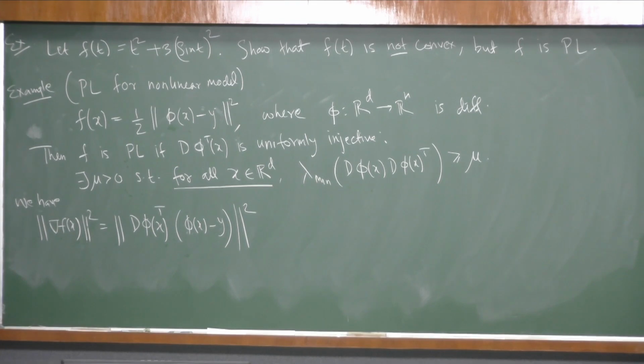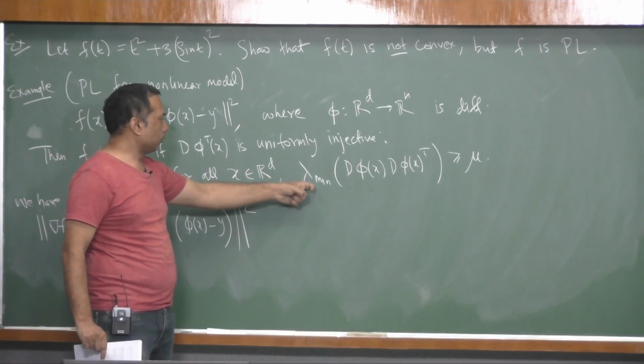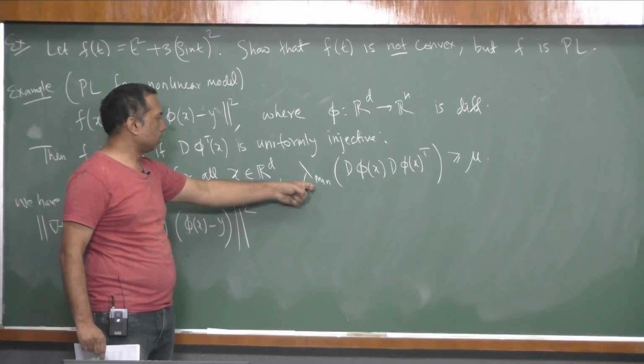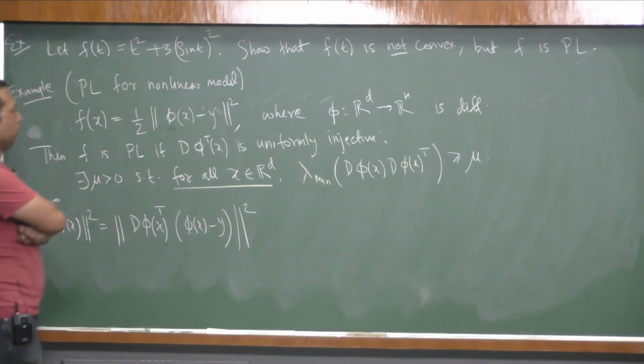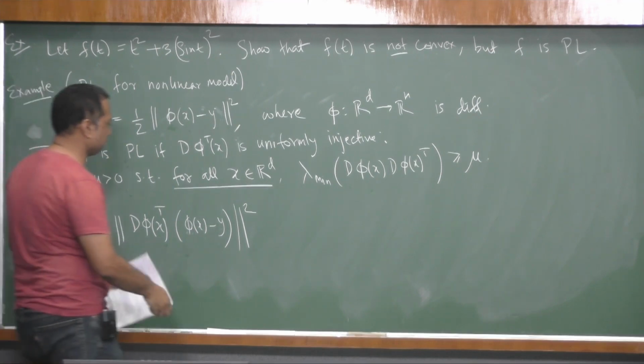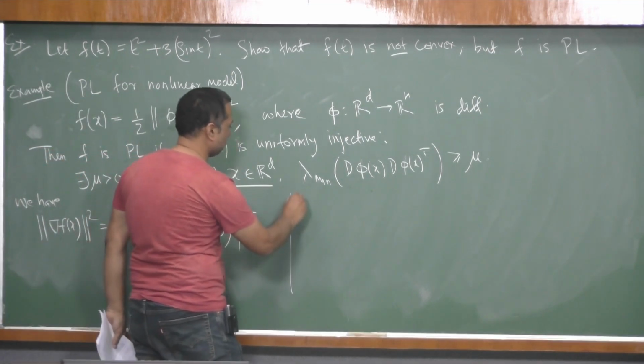Okay. So I think I have done this before. What does lambda min of a matrix mean in terms of the Rayleigh quotient? I think I have done this. So let us try to recall.